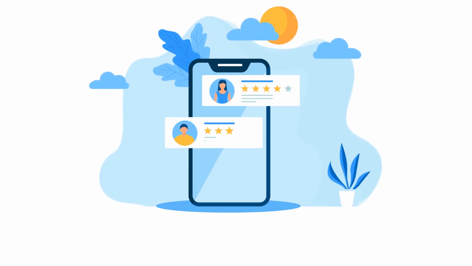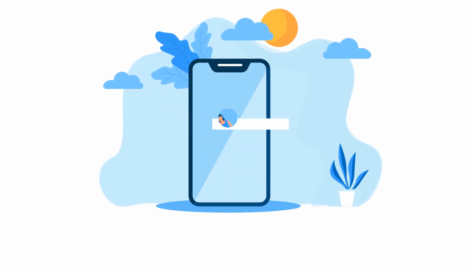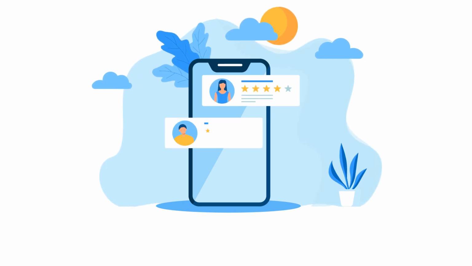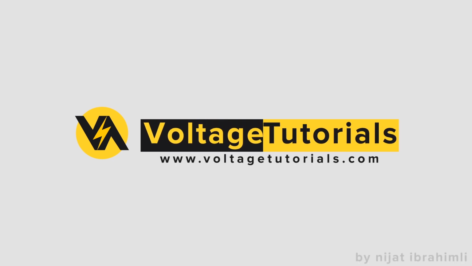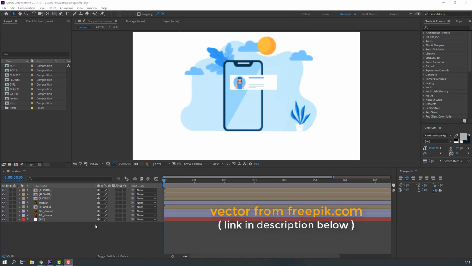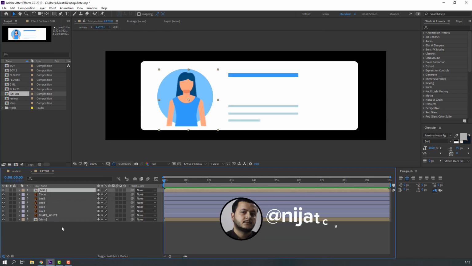In this tutorial, I am gonna show how to make this review animation with After Effects. Let's begin. So, vectors from freepik.com. I will add download link and project files. Let's select this red one and make animation.